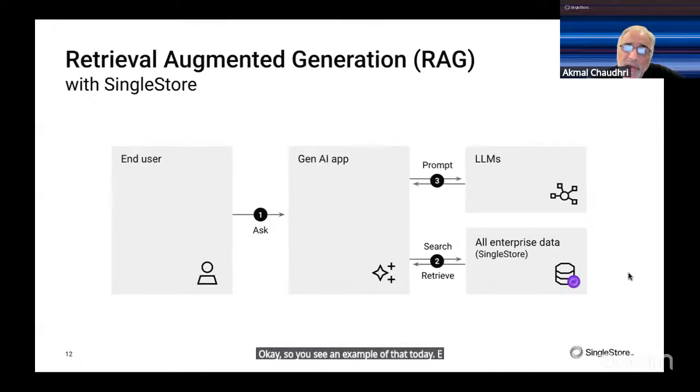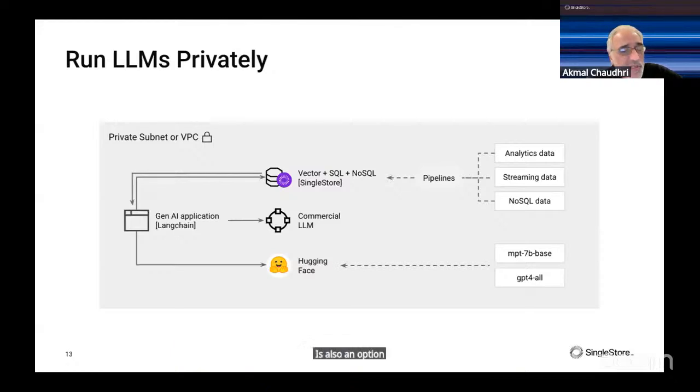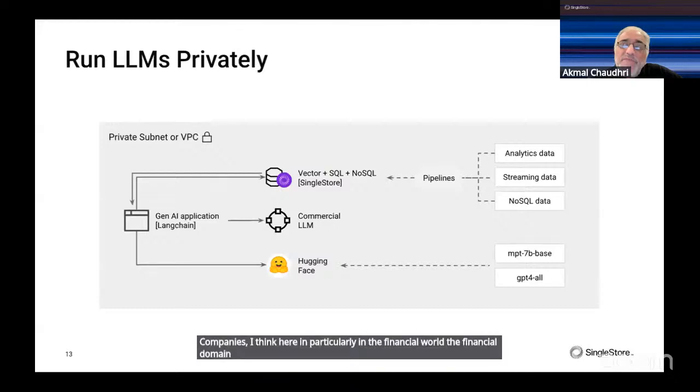Equally, as you know, some of these cloud providers have mechanisms like private subnets and VPC, and they have stronger agreements with some of these LLM providers. So the ability to do something like this is also an option. But as I mentioned a little bit earlier on, some companies, particularly in the financial domain, have some obligations and legal requirements, and it's difficult for them to run things in the cloud for various reasons.